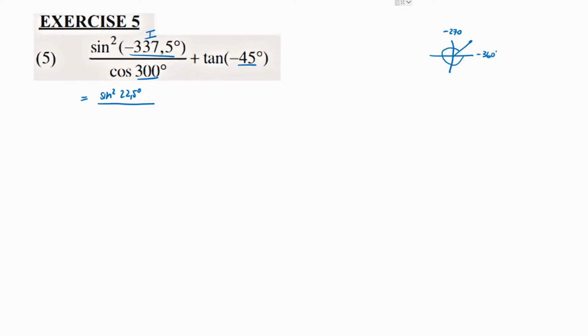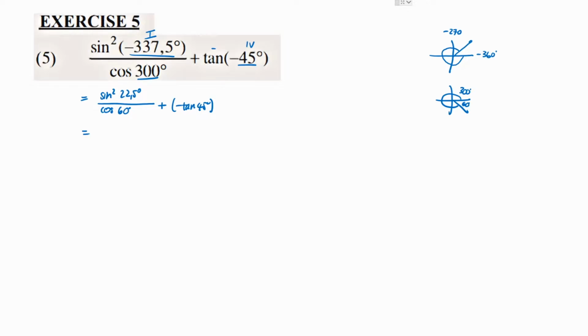Alright, the cos of 300 degrees, that's in quadrant 4. And that leaves us with a reference angle of 60 degrees. Cos in quadrant 4 is positive, so we keep this as the positive cos of 60 degrees. Now we're adding the tan of negative 45. Well, this is also in quadrant 4, where tan is negative. And so we're adding the negative tan of 45 degrees.